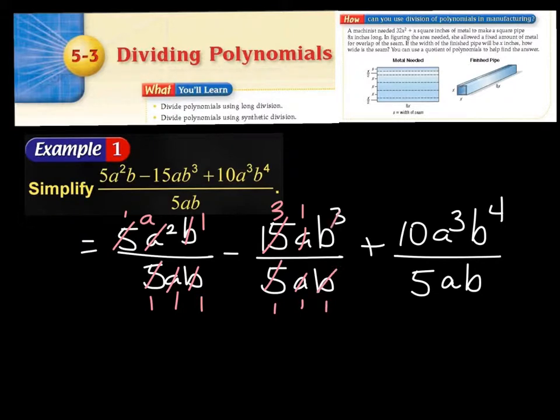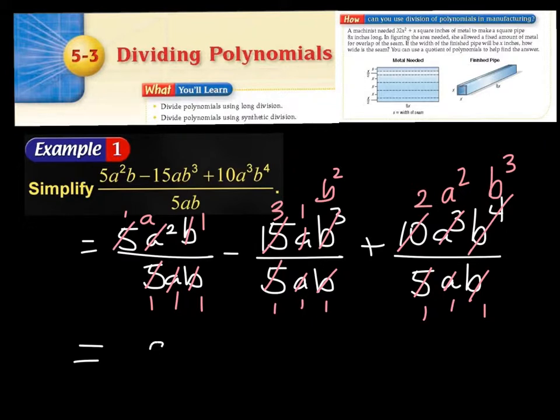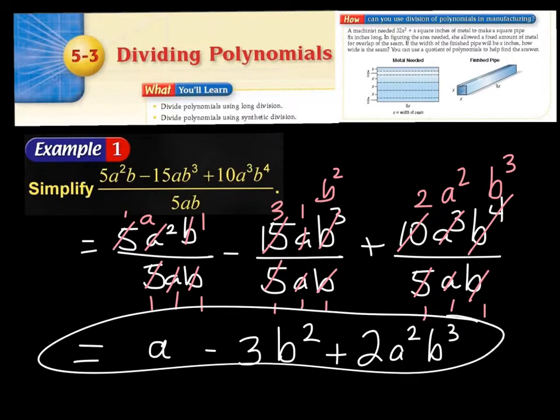Power divided by power, we subtract exponents. So b cubed divided by b, 3 minus 1 is 2. 10 divided by 5 is 2. 3 minus 2, there we go again, 3 minus 1 is 2. 4 minus 1 is 3. So our final answer, we just have an a left in the first term, minus 3b squared in the second term, plus 2a squared b cubed left in the third term.